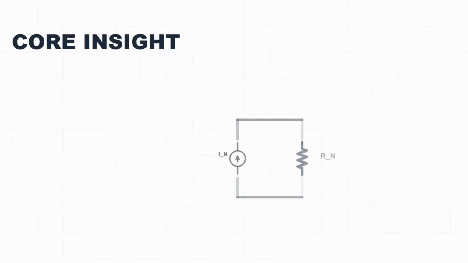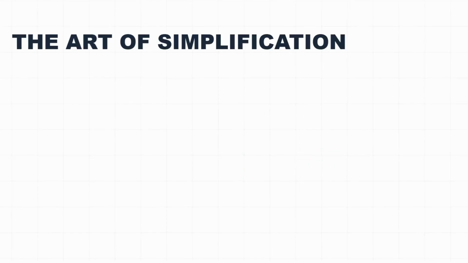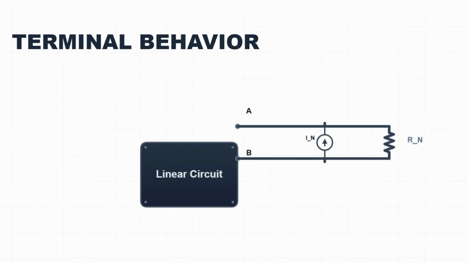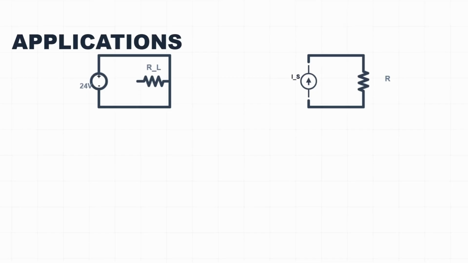Let's bring it all home. To find I Norton, short the terminals and calculate the current through the wire. To find R Norton, kill sources and look into the terminals. Norton versus Thevenin. Thevenin is a voltage source plus a series resistor, best for series circuits. Norton is a current source plus a parallel resistor, best for parallel circuits. You can switch between them using source transformation. V equals I times R.